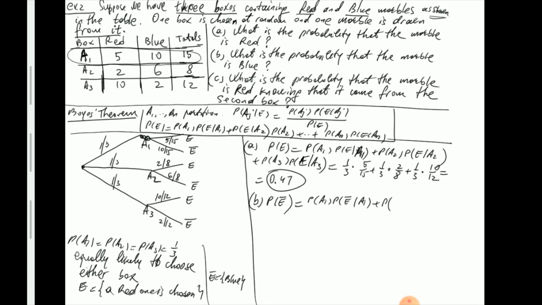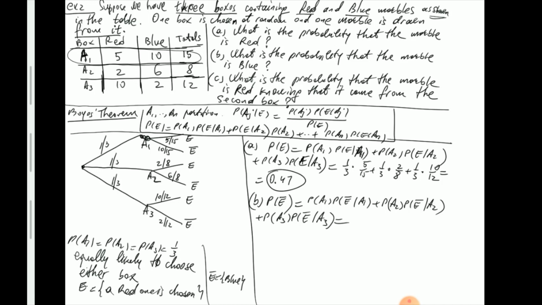P of A1, P of complement of E given A1, A2, E complement given A2, A3, E complement given A3. By the way, I just illustrate how the theorem basically works, because you could find it much faster just by taking the difference from the previous one, because these are the only versions, right? I mean, if it's not red, it's going to be blue.